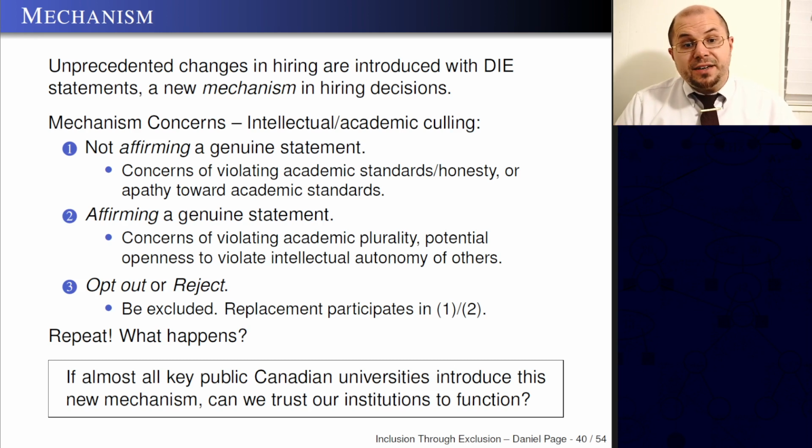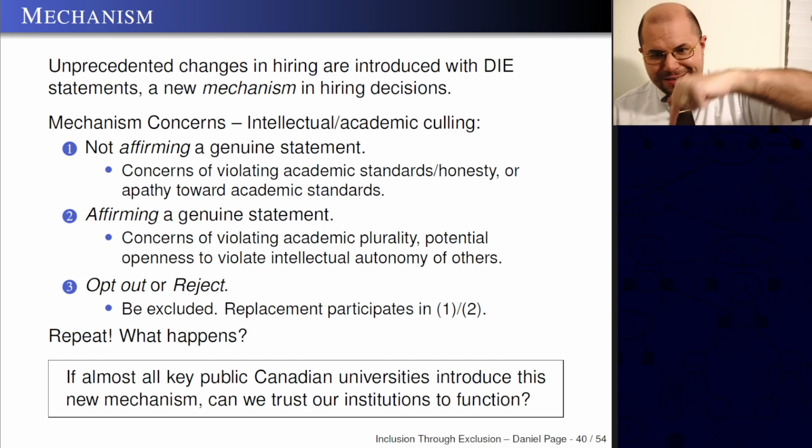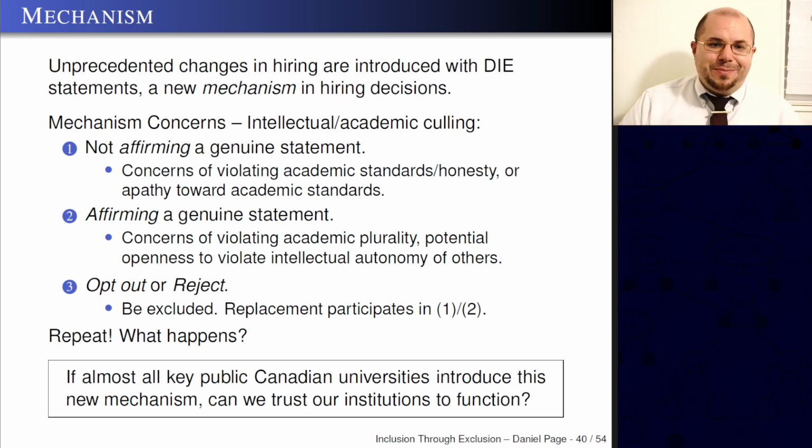The other possibility is that you write a DEI pledge or a DEI statement, and you affirm it. Well, there are now concerns of academic plurality because you're okay with this procedure. You probably think that it's okay for other people to have to do it because you're doing it. It's this whole process of just going down into the deep pit. But ultimately, this is another concern, right?